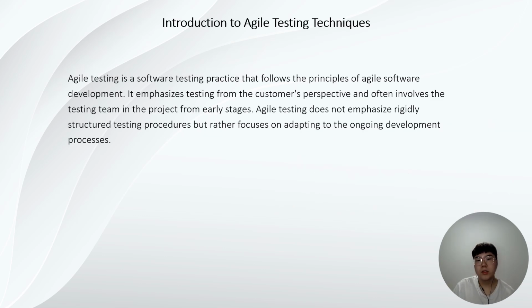Agile testing is a software testing practice that follows the principle of agile software development. It emphasizes testing from the customer's perspective and often involves the testing team in the project from earlier stages. Agile testing does not emphasize rigidly structured testing procedures, but rather focuses on adapting to the ongoing development processes.